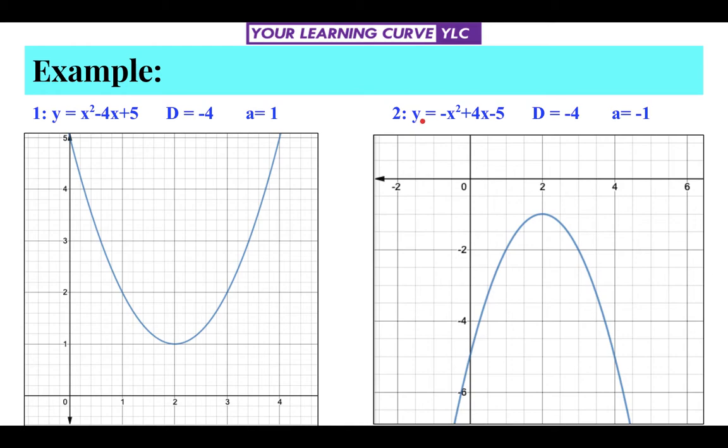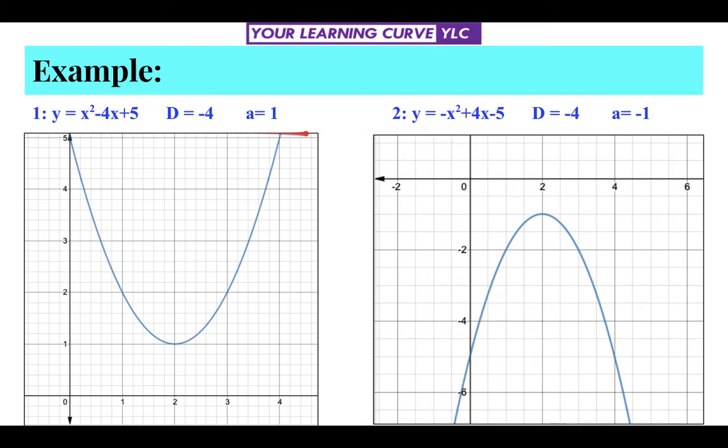Let's see another example. y equals minus x square plus 4x minus 5, a is minus 1, D is minus 4. The parabola opens downwards and there are no real roots, meaning it will not cut or touch the x-axis. Remember, if you observe, these two equations are almost the same. The only difference is that in this expression I have multiplied by minus 1 to get this expression.